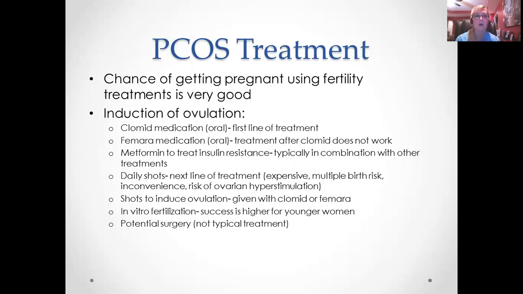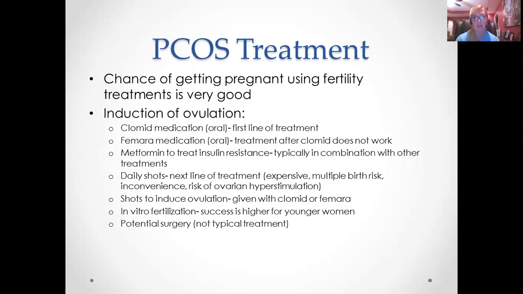To treat PCOS, they induce ovulation. Clomid is an oral medication, and that's usually the first line of treatment. That's what we tried for 3 months first, unsuccessfully. We moved on to Femara, which is another oral medication. It was actually first used to treat breast cancer patients. This is a different dose, but it helps to make you ovulate. It's the line of treatment after Clomid doesn't work. They do use Clomid first.